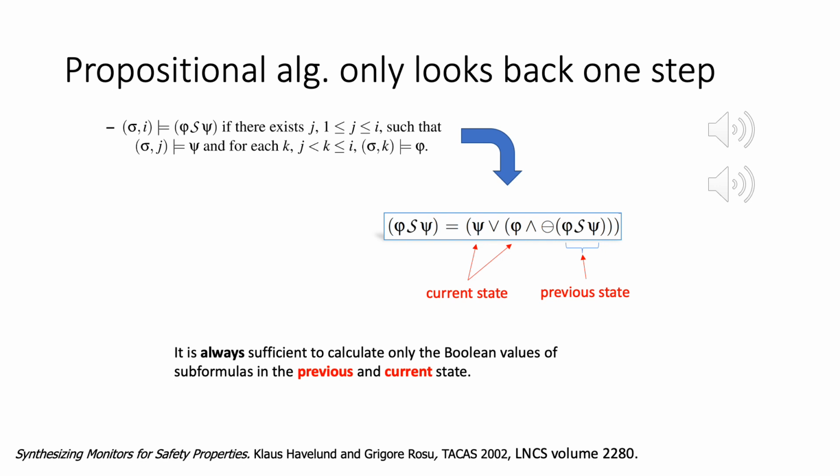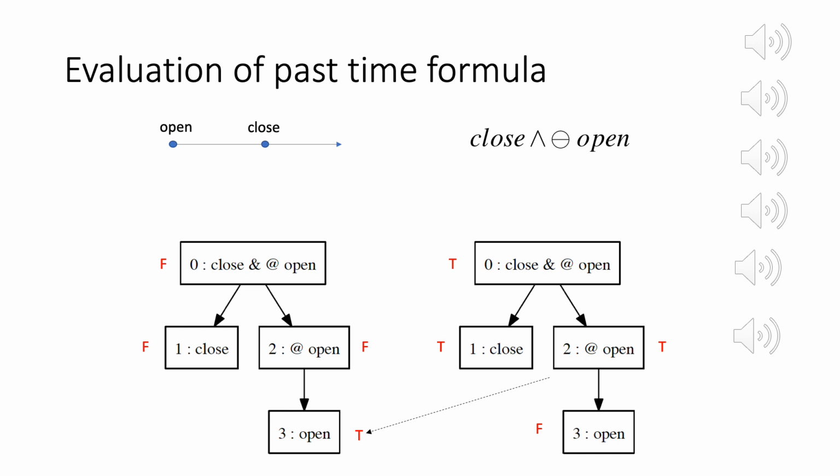As can be seen, we are only concerned about values of formulas in the current state and the previous state. This observation led to the monitoring algorithm presented in the following and described in the shown publication below. Let us look at the evaluation of a very simple formula against a very simple trace. The formula states that close is true now and in the previous state open was true. Note that such a formula can change value back and forth between false and true as the trace is processed.